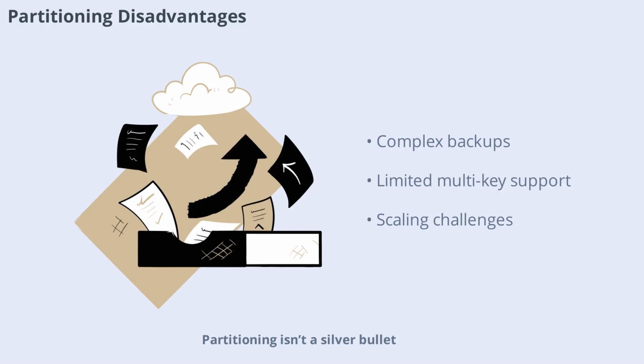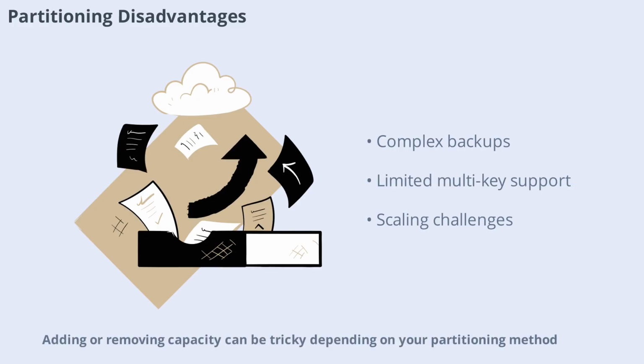Partitioning isn't a silver bullet. Operations involving multiple keys are often not supported, and managing backups becomes more complex. Adding or removing capacity can be tricky depending on your partitioning method. Redis Cluster helps with rebalancing, but other methods require careful planning. Always weigh these disadvantages before choosing partitioning for your system.